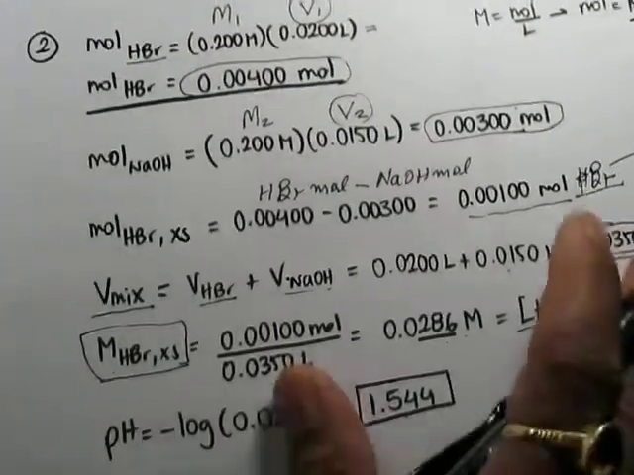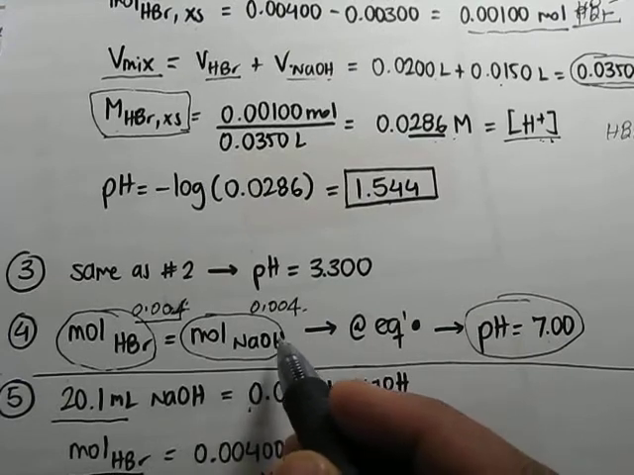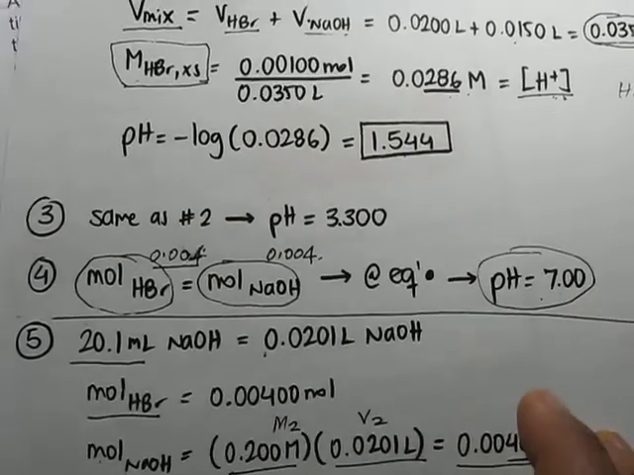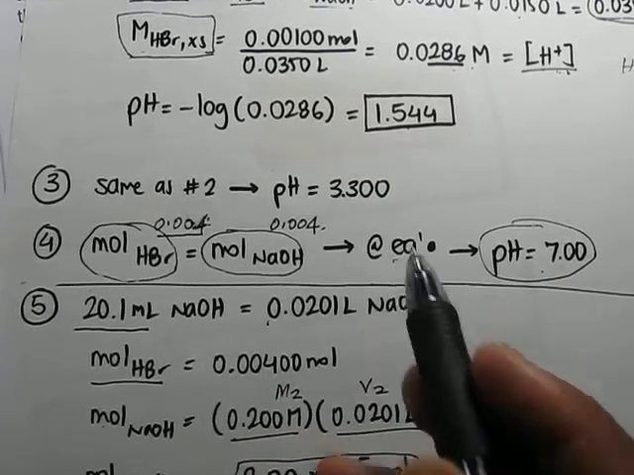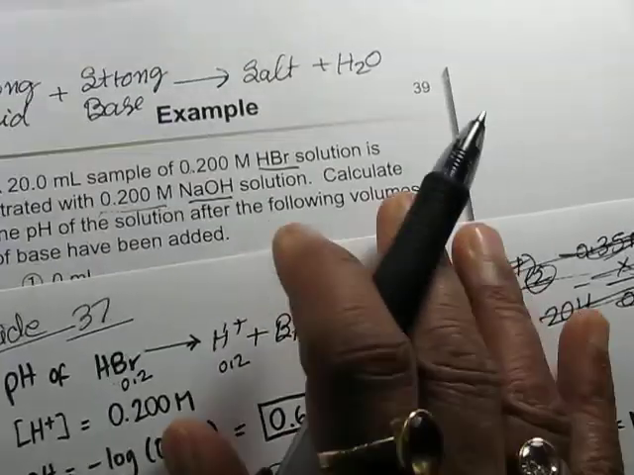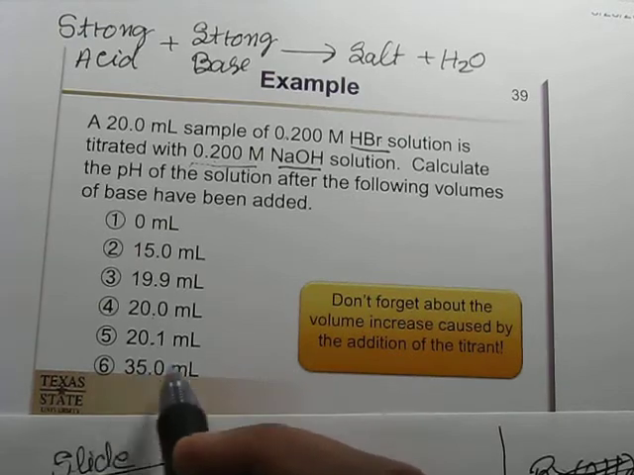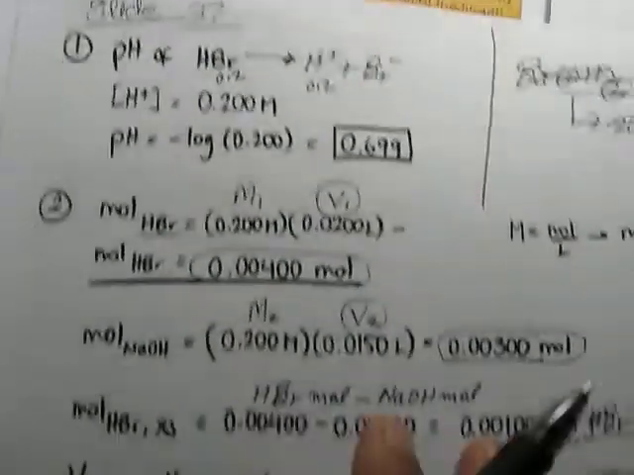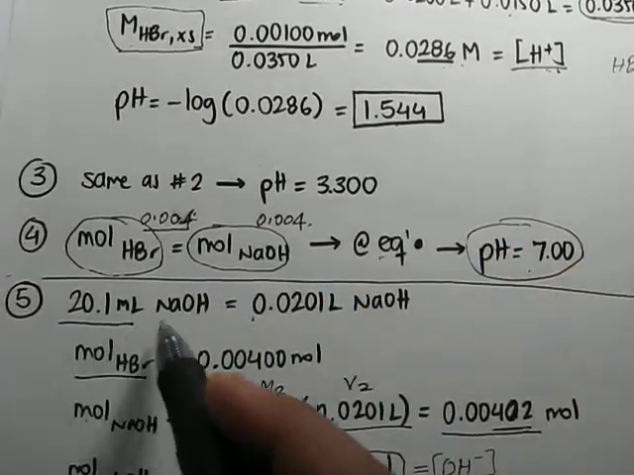equal molarity. It means they will neutralize each other 100% and the pH will be 7, neutral. Once we add that, it is called the equivalence point. Basically this is the equivalence point. And after that we are going to add excess base in two conditions, 20.1 and 35 ml. So let's talk about the excess of NaOH.